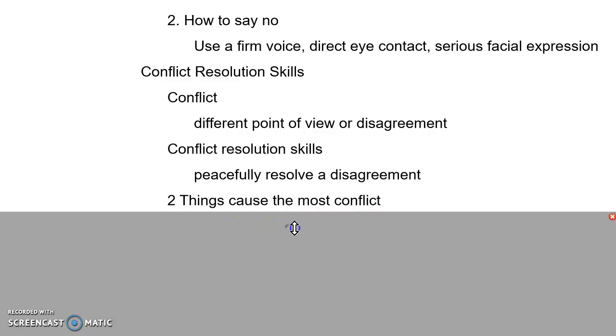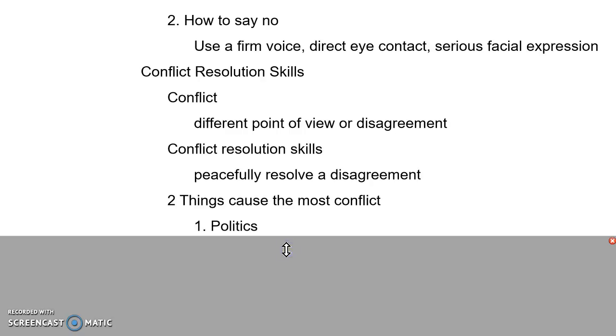I always add this part to this. It's not in your book, but you've got to realize two things that are going to cause the most conflict, whether it be between you and your friends or your buddies or even family members. And this is even true of governments around the world. There are two things that cause the most conflict. Number one is politics.